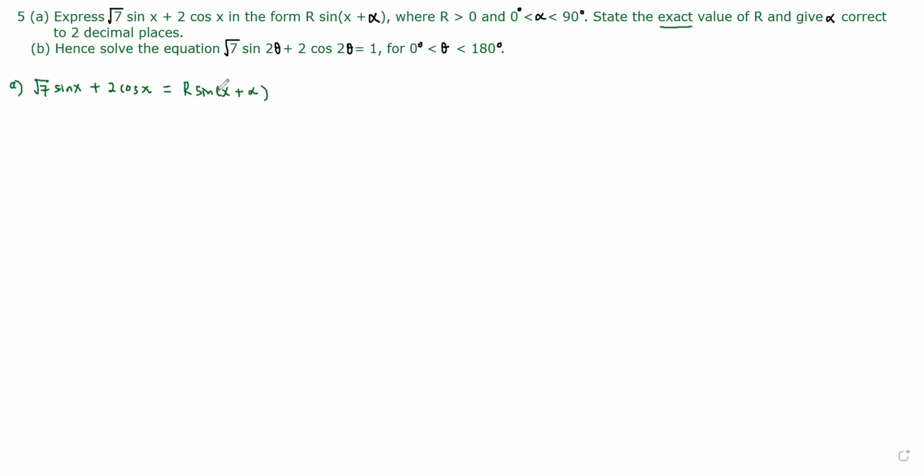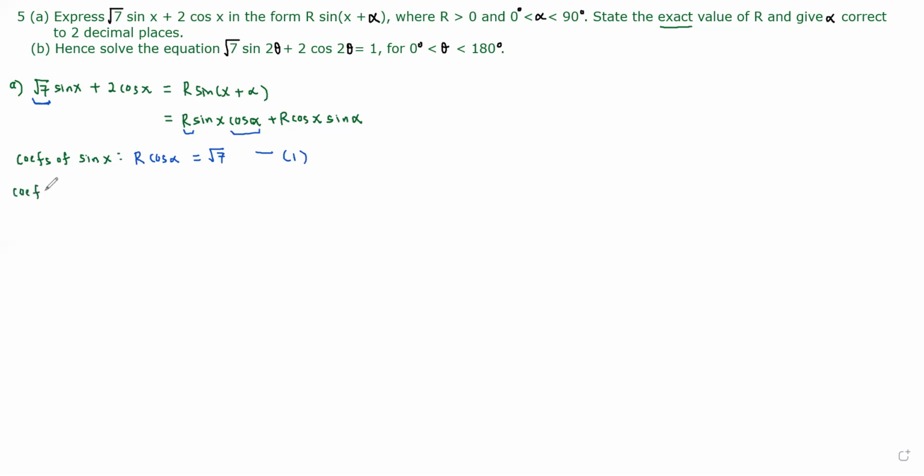On the right side, we can expand sine of x plus alpha using the compound angle formula. So that becomes R sine x cos alpha plus R cos x sine alpha. We can equate the coefficients of sine x. On the left, that is square root of 7. On the right, we have R cos alpha. So R cos alpha equals square root 7. Let this be equation number 1.